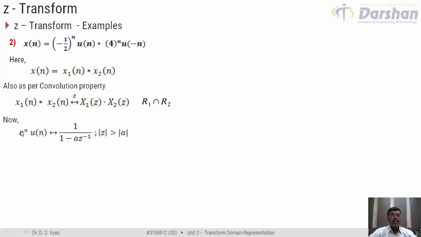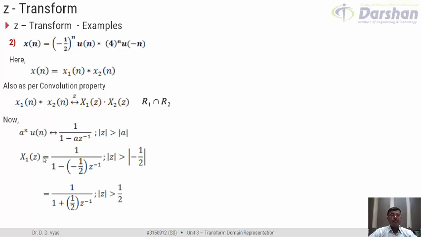The value of a, in this case, is minus 1 by 2. So if I try to find x1[z], then x1[z] would be 1 upon 1 minus of minus 1 by 2 z inverse, mod z greater than mod minus 1 by 2, which is nothing but 1 upon 1 plus 1 by 2 z inverse, mod z greater than 1 by 2.